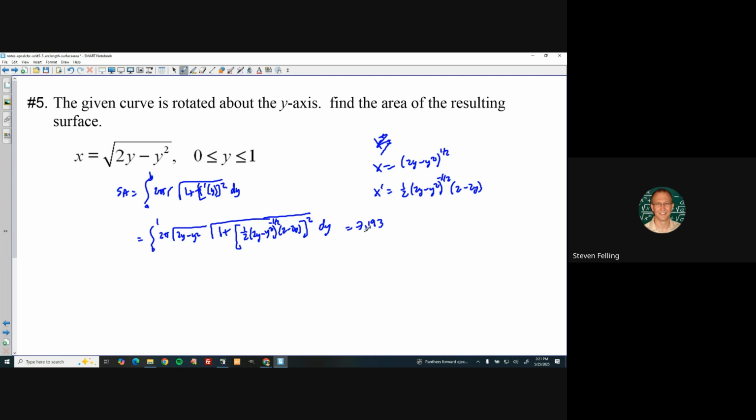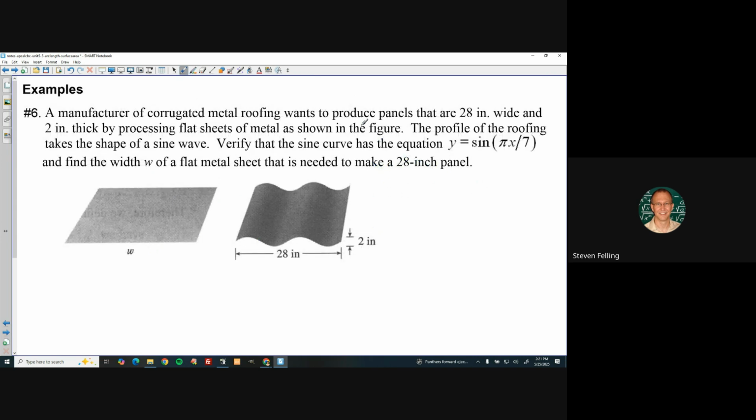Okay, and then one more kind of application problem. A manufacturer of corrugated metal roofing wants to produce panels that are 28 inches wide. So they have to end up being 28 inches wide and 2 inches thick, and they have a wave to them. The profile is supposed to take on the form of a sine wave. Verify that the sine curve would have the equation y is sine of pi x over 7, and then find the width of the flat material that's needed to bend up into that shape.